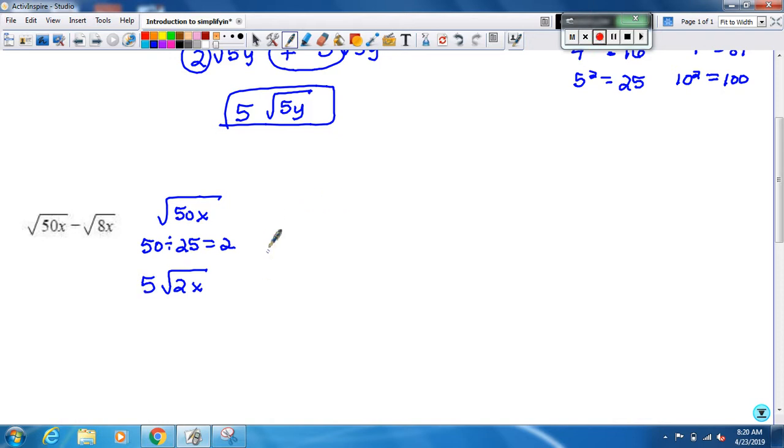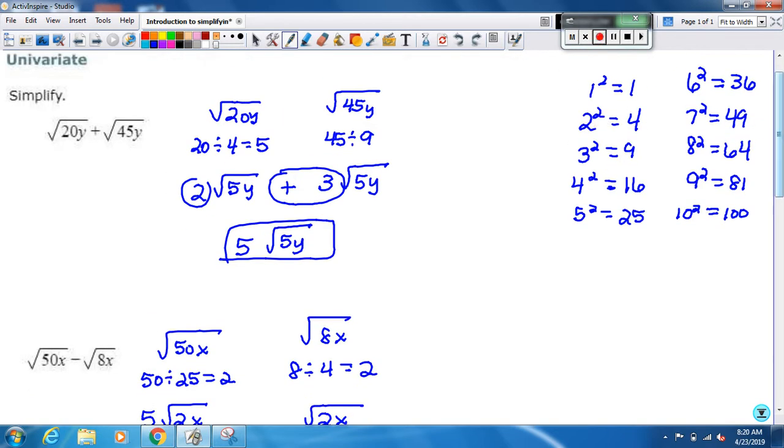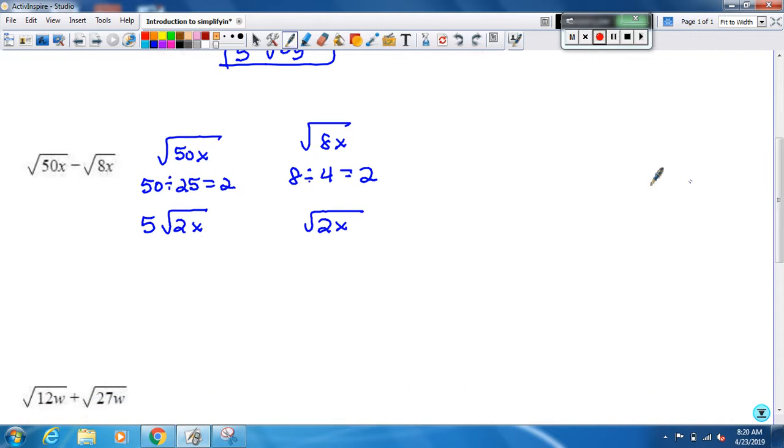Okay. And we had a square root of 8x. 8 can be divided by 4. 8 divided by 4 is 2. So the answer you get after you divide goes underneath the radical, and we had an x with it as well. And then since we used 4, the 2 out front stays out front. And then we had a minus between them. So now we just total up how many square roots of 2x's that we have. 5 take away 2 is 3.